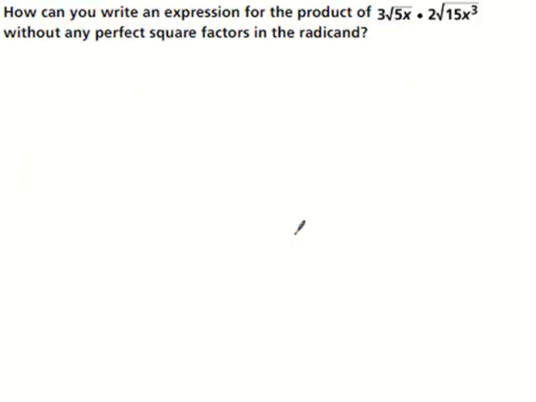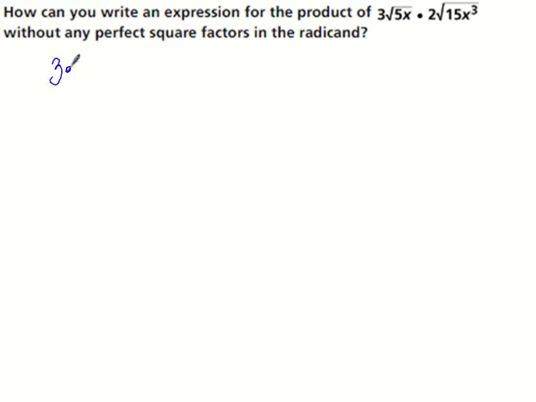So it says, how can you write an expression for the product of these two radicals? 3 square root of 5x times 2 square root of 15x to the third, without any perfect square factors in the radicand. Okay, so now we need to combine everything we've just done to clean these up. Because 5x and 15x to the third are inside the radicals, they can get put together. And since 3 and 2 are outside of the radicals, they can be put together. So I'm using the commutative property of multiplication.